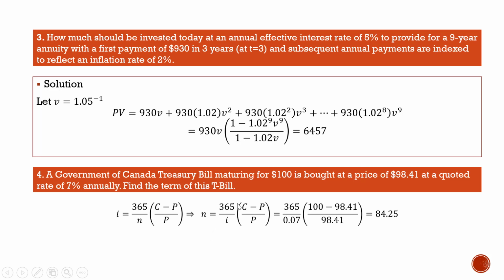So N is 365 over I times C minus P over P, and we substitute I as 0.07, C as 100, and P as 98.41. The answer for the number of days should be 84.25, so around 84 days.